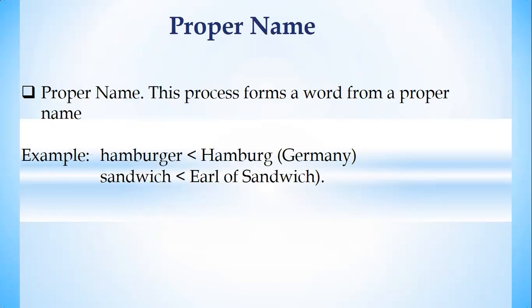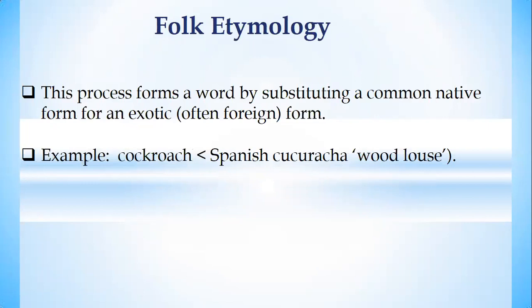Next we have the proper name. This process forms a word from a proper name. Hamburger, from Hamburg, Germany. Sandwich, from the Earl of Sandwich. Next, folk etymology. This process forms a word by substituting a common native form for an exotic, often foreign form. For example, cockroach, from Spanish cucaracha, or the wood louse.